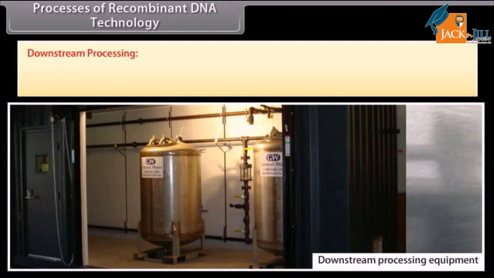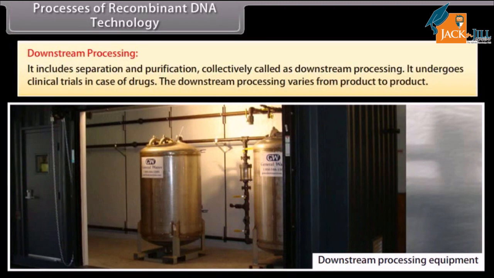Processes of recombinant DNA technology. Downstream processing. It includes separation and purification, collectively called as downstream processing. It undergoes clinical trials in case of drugs. The downstream processing varies from product to product.